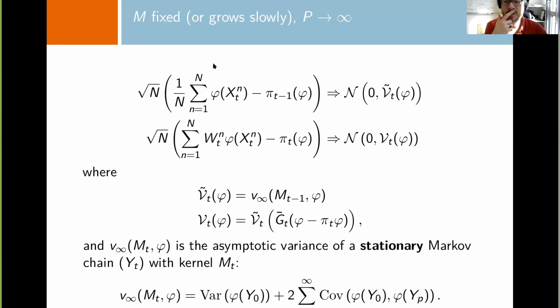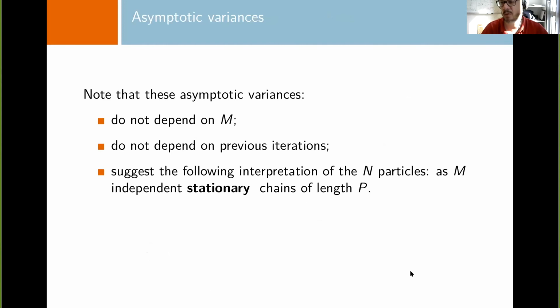It's your empirical average of your particles. And compared to the expectation you want to approximate, essentially here it behaves like, since this is the asymptotic version of an MCMC chain, you will get the same asymptotic variance. You had M independent chains with the same kernel with this asymptotic variance. Okay, I'm not sure it's clear, but let me know if otherwise.